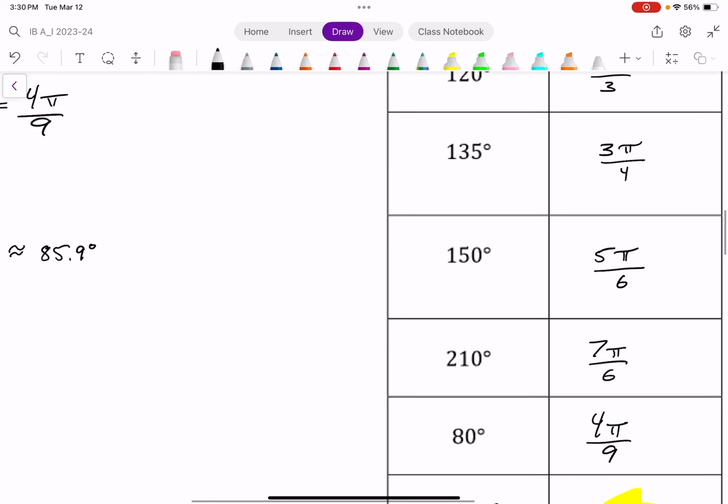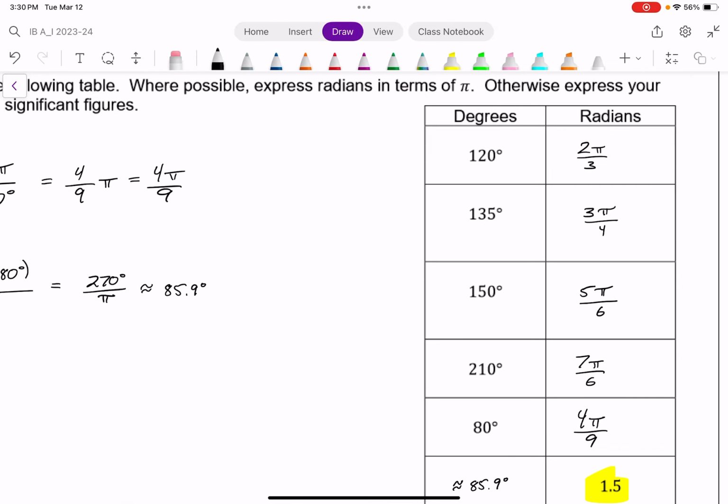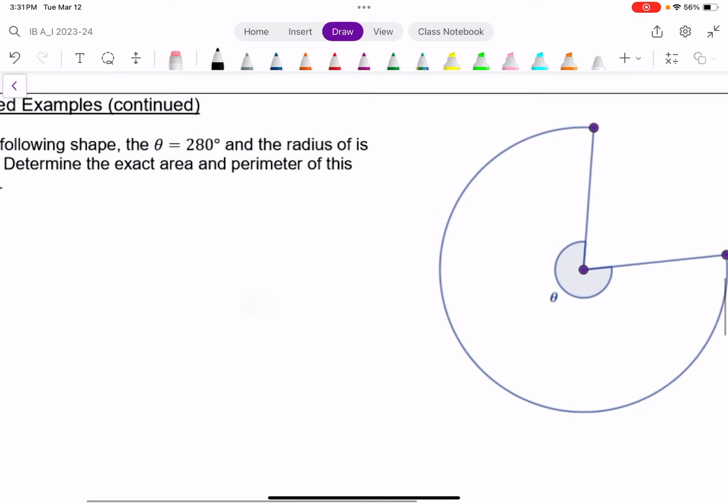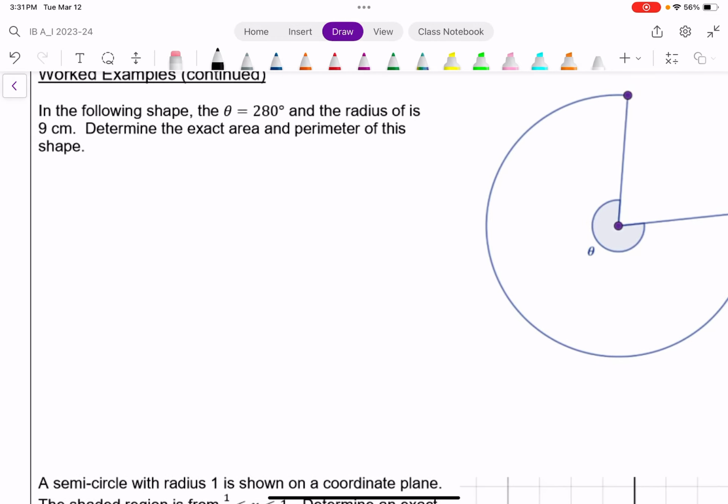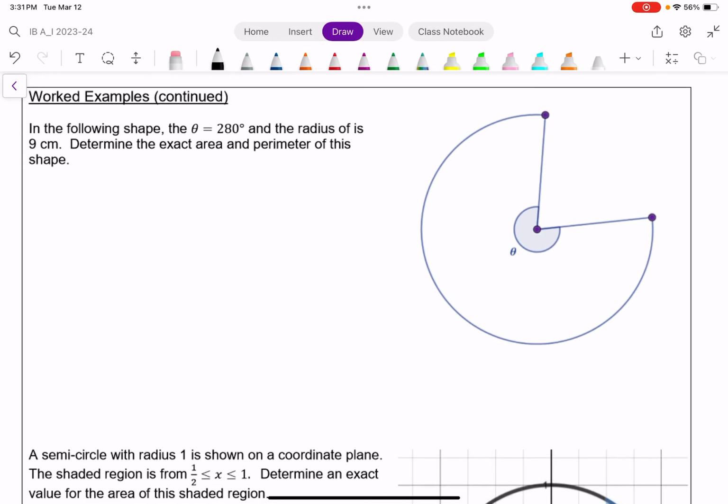Before I move on, keep in mind, very, very often we work with special angles, and if we do, we can often convert and visualize these quite nicely. In this case, I now have this object here. The angle here is 280 degrees. I want to find the exact perimeter of this.